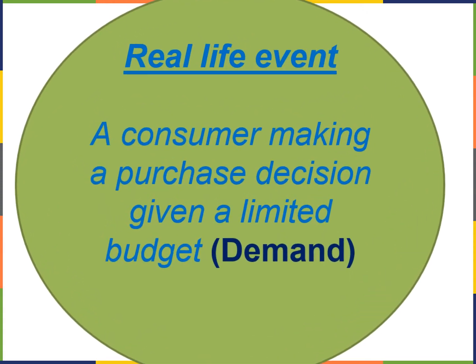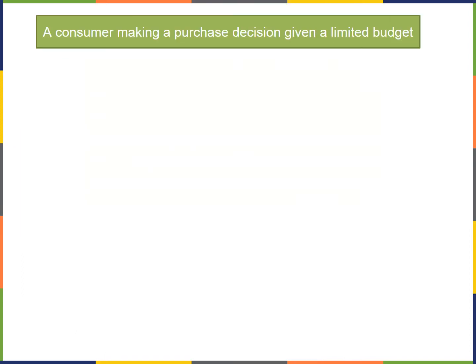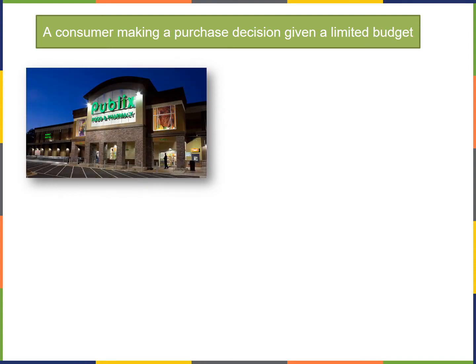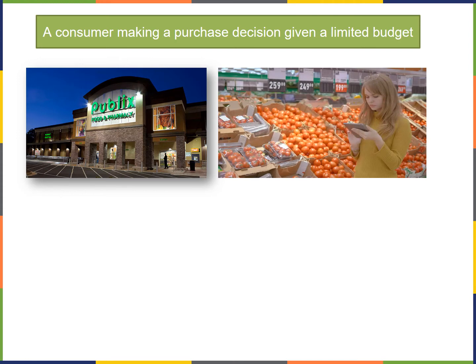So in our lesson today, we'll look into a real-life event involving a consumer making a purchase decision given a limited budget. We'll begin by going to Publix, where we will observe a real-life event. And that will be, for instance, you over there trying to make a decision of choosing tomatoes and oranges.